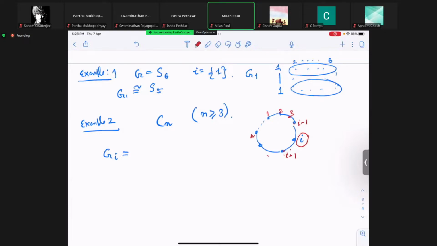Identity. Yes, identity. But is it only identity? Any group has the identity; you can fix everything, that is the identity. But is there any other element in G_i, the stabilizer of i?